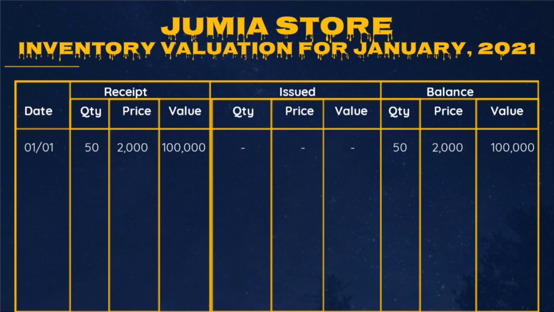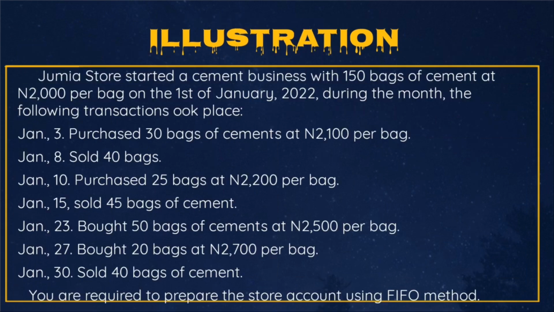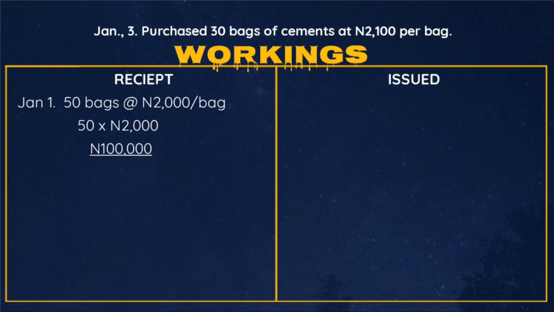So while the price will be 2,000 and the value will be 100,000. Now let's move on to the next item. On January 3rd, purchased 30 bags of cement at 2,100 naira per bag. So let's go to our workings.